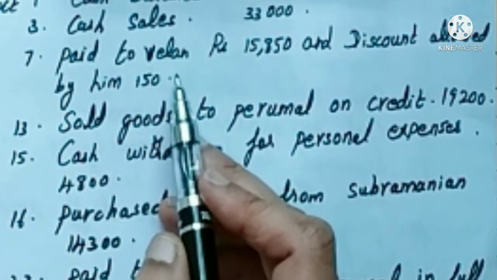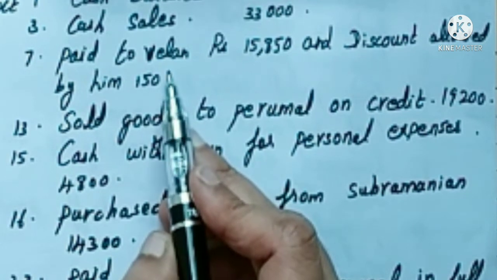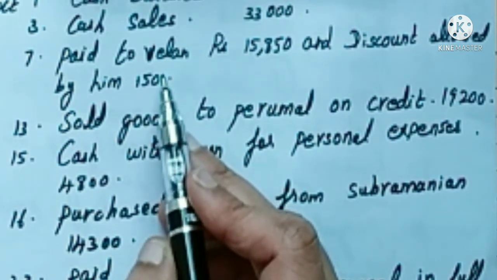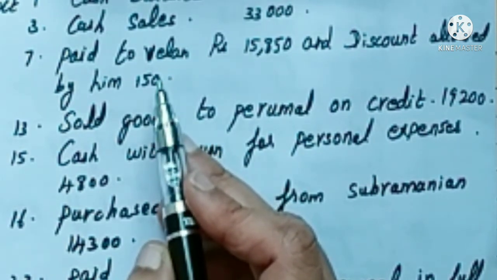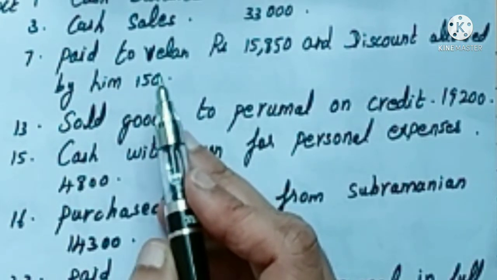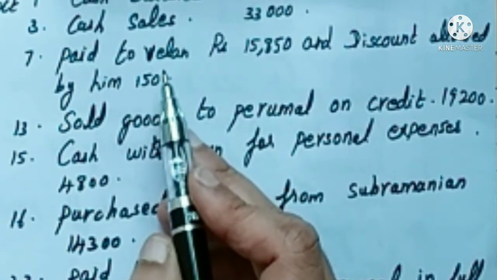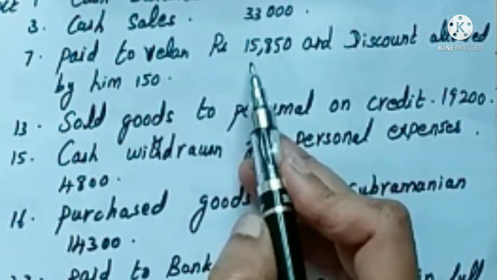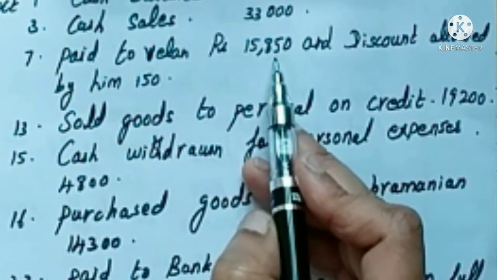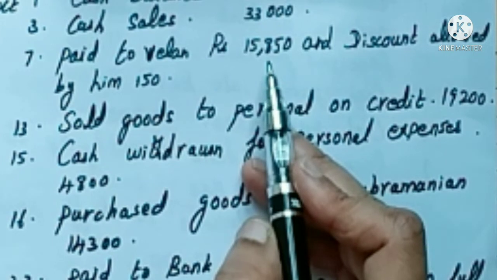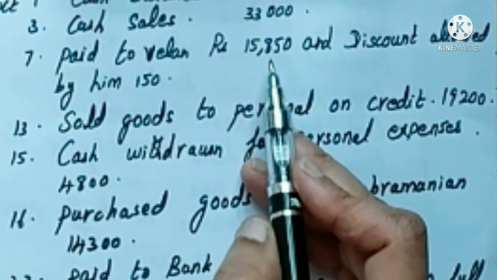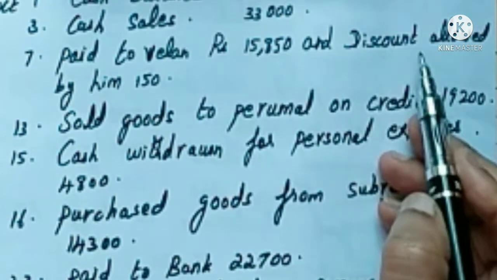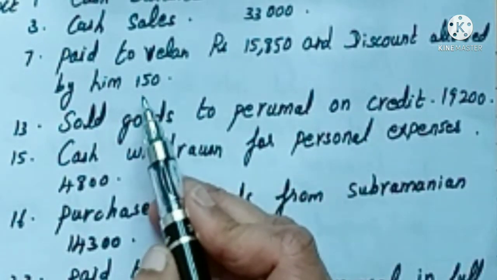Okay. So now cash is credited. We should always see whether cash is debited or credited while preparing cash book. Here in this transaction, cash is credited. So we are going to write it on the credit side. By Valen account 15,850. He is allowing us discount, isn't it? But for us it is discount received. So in discount received column, we have to write rupees 150.